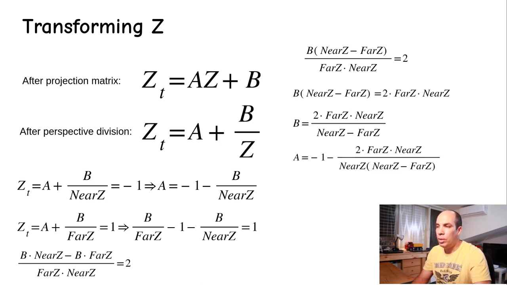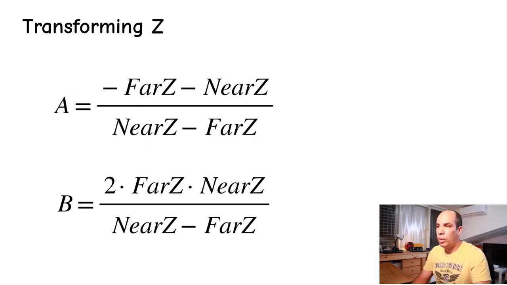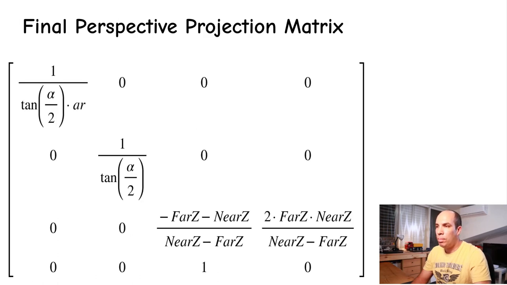Let's plug it back into the A equation. Near Z in the denominator and the denominator cancel each other out, obviously. And after a bit of cleanup, we find the equation for A using near and far Z only, similar to what we have already in B. So here we have the final equations for A and B, and we can plug them back into the perspective projection matrix to get the final version of this matrix.